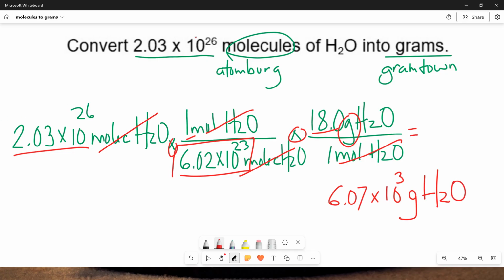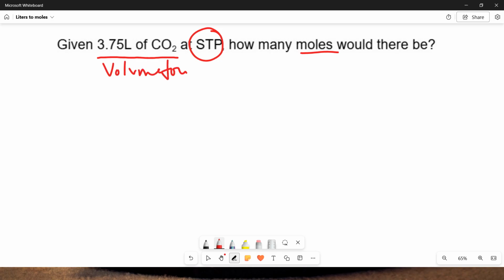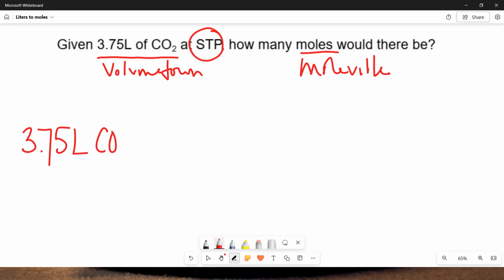One more example. In this example, we are given 3.75 liters of CO2 at STP. Therefore, I can use that map for the conversion. They want me to find moles. So I'm starting in Volume Town, and I'm going to travel to Moleville. If you're going to look at the map, we always start with the given. So we have 3.75 liters of CO2.